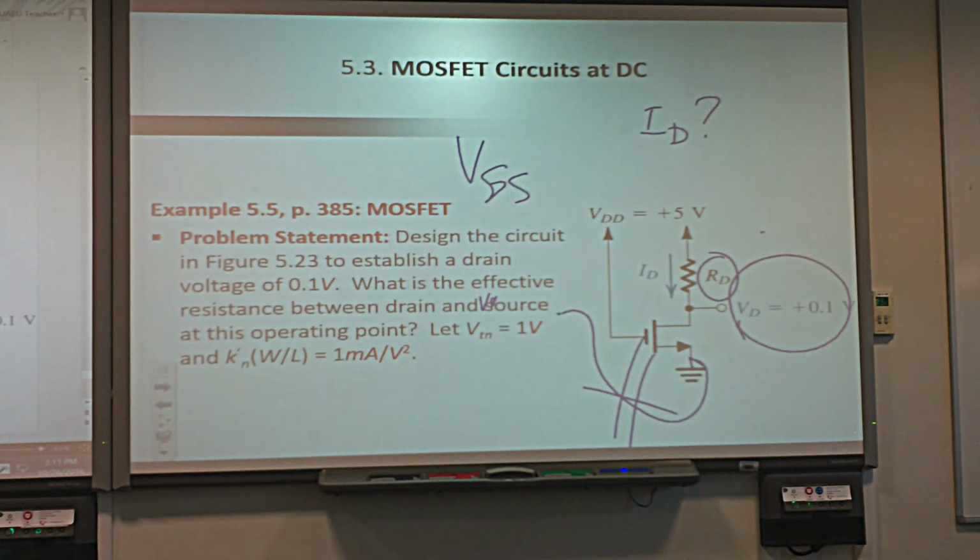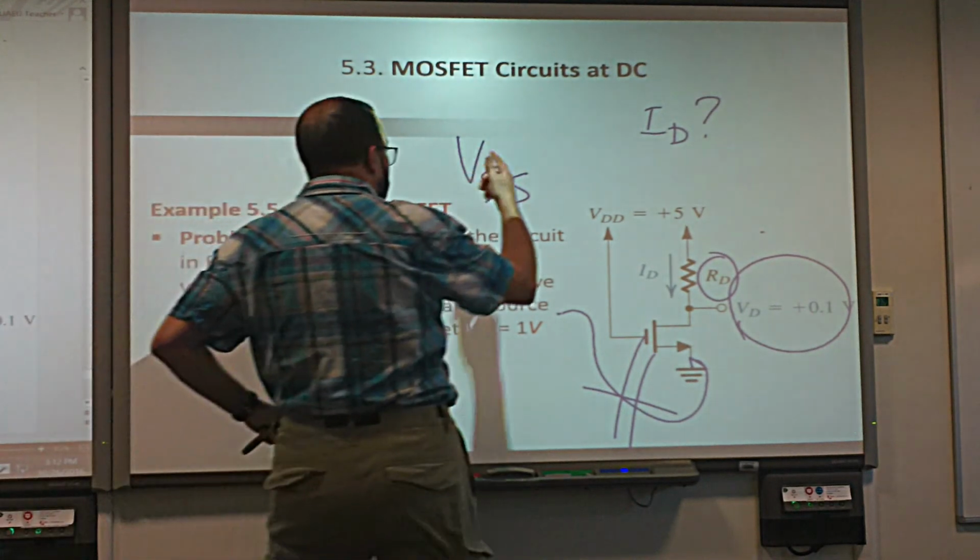VG minus VS. I said raise your hand. How much is VGS? VGS is equal to what? This is a simple equation. VGS is equal to 5. Why? Between the gate and the source. Very good. But it doesn't matter.